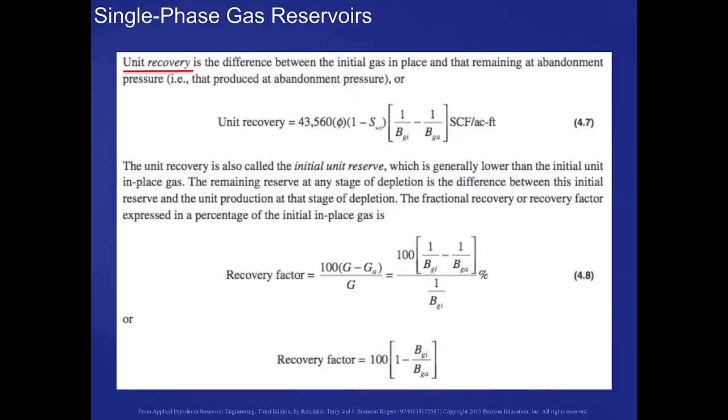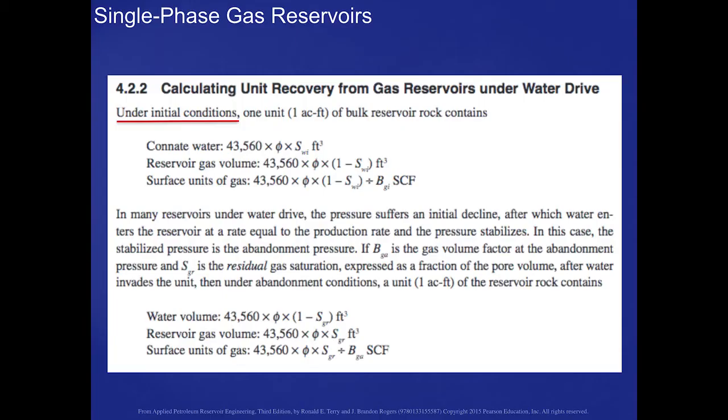The fractional recovery, or recovery factor, is expressed in percentage of the initial gas in place, and it's given by equation 4.8 here in this slide. Now let's take a look at calculating the unit recovery from a gas reservoir under water drive. For the initial conditions, connate water is expressed here as 43,560 times the porosity times the water saturation. The reservoir gas volume then is that times 1 minus S sub Wi, and the surface units of gas then would be that expression divided by B sub Gi, as expressed here in this slide.